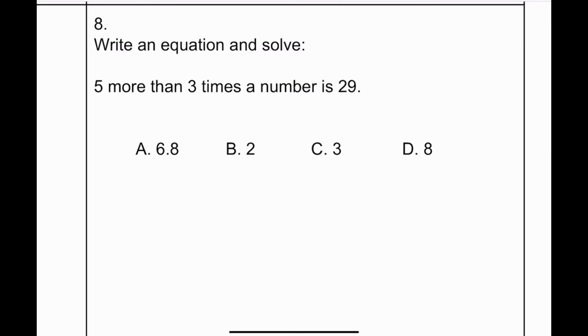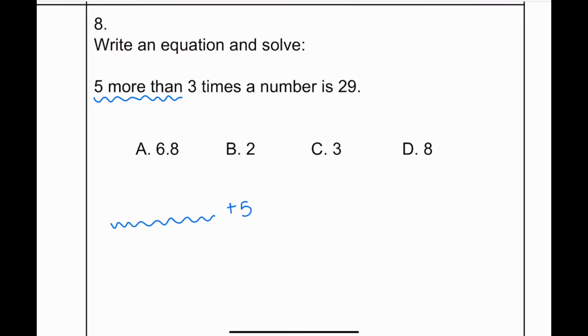Here's an explanation of how to do number 8. Write an equation and solve. 5 more than 3 times a number is 29. 5 more than typically means that we have something and then we're going to add 5 to it. So let's leave a space for where our something is and then let's add 5 to it. That's what 5 more than means. 3 times a number is what comes before it. That's our something plus 5.